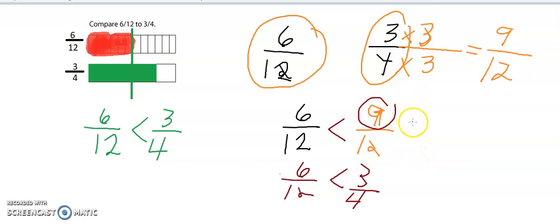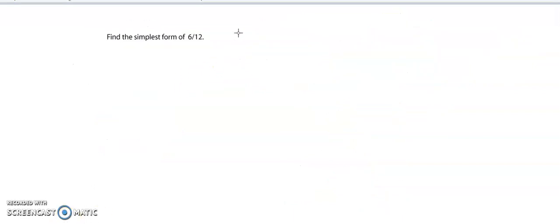Okay? So the next image I'm going to bring up, and for this first lesson, we're also going to be looking for simplest form, and then we'll come back to working with equivalent fractions again. Okay? So let's take a quick pause while I change the slide. Okay, so our next task here is to find the simplest form of 6 twelfths.